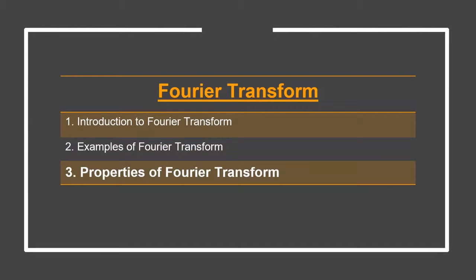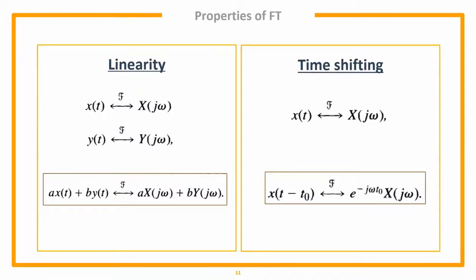Now we move on to the third subsection, which is properties of Fourier transform. Most of the properties of Fourier transform are similar to the properties of Fourier series. So linearity implies a x of t plus b y of t will have a Fourier transform a x of j omega plus b y of j omega. And time shifting implies x of t minus t naught will have a Fourier transform e power minus j omega t naught times x of j omega.